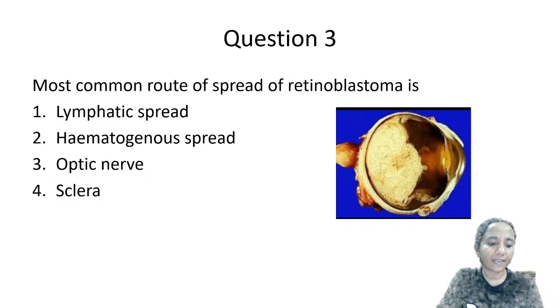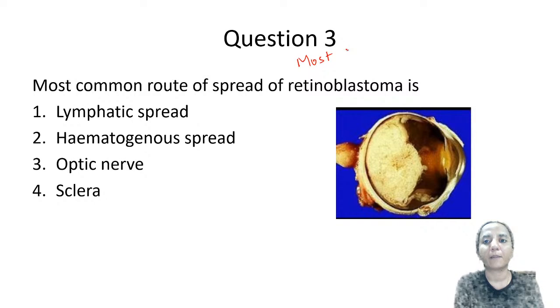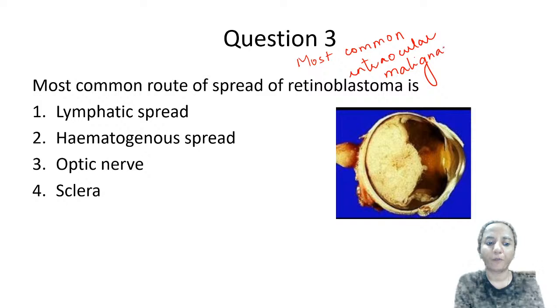The next question is actually a very, very simple one. What is the most common route of spread of retinoblastoma? Retinoblastoma, as all of you know, is the most common intraocular malignancy in children. And what is the most common route of spread of retinoblastoma?